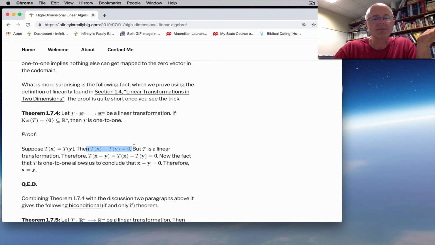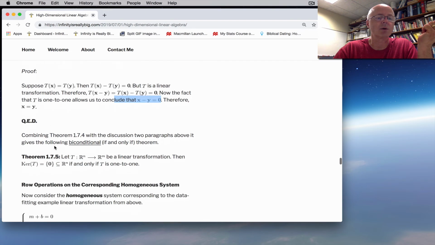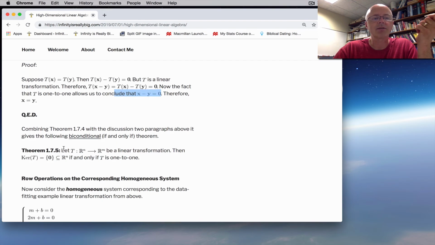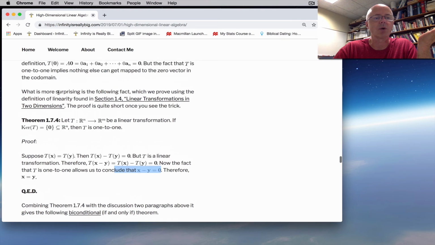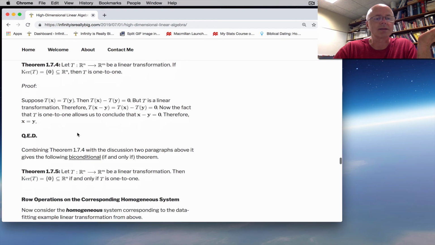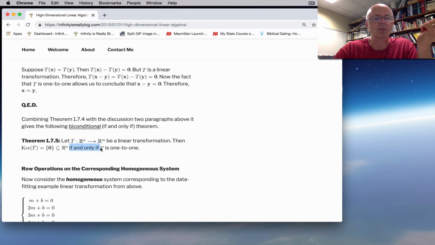Subtract T of y from both sides, then use the linearity of the linear transformation, which means it's operation preserving. T of x minus y equals T of x minus T of y, which I'm assuming is 0 here. And the fact that the kernel is trivial means x minus y must be the 0 vector, and therefore x equals y. So it's not a real long proof, but it is a little tricky. It's an important fact. Just looking at the kernel and seeing it's just the 0 vector is enough to show that T is 1-to-1. And then Theorem 1.75 summarizes Theorem 1.74 plus this observation up here to say it's ultimately really an if and only if statement. The implications go both ways.